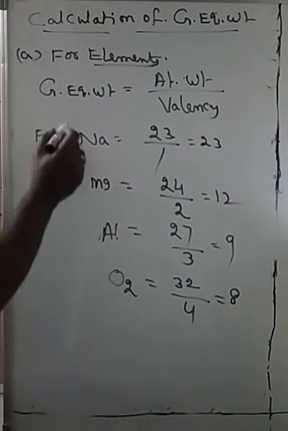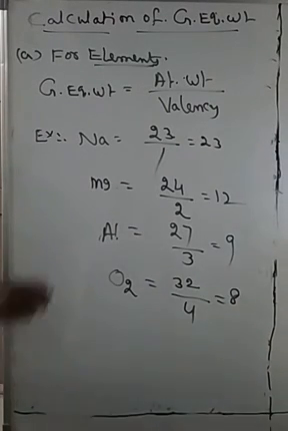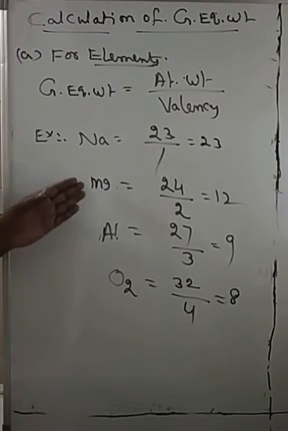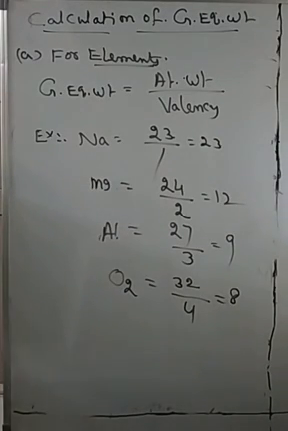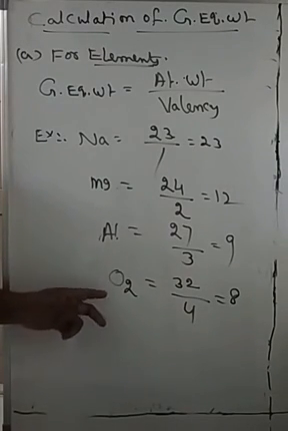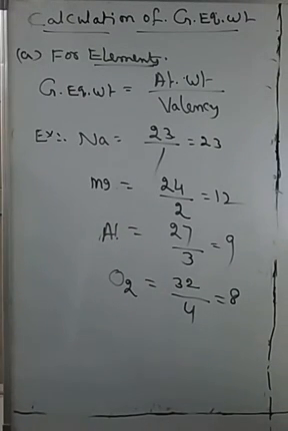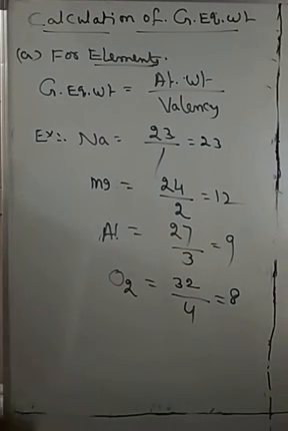So what is the formula? Atomic weight by valency. Valency means combining capacity of elements. Sodium combining capacity 1, that's why valency 1. Magnesium combining capacity 2, valency 2. Aluminum combining capacity 3, that's why taken as 3. Oxygen combining capacity is 2 for each oxygen, so 2 oxygens are taken as 4. That is why 32 by 4 becomes 8. So these are some examples for calculation of equivalent weight for elements.